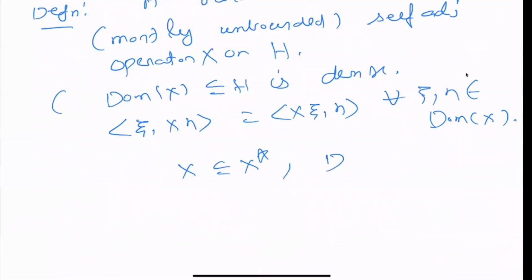This definition implies that X is contained in X star. Further, the domain of X star is equal to the domain of X. That is what it means, then X is equal to X star. We will not have occasion to talk about what X star is and all those things, so I will not recall those things. By some reflex I touched it. Sorry. So this is the self-adjoint unbounded operator.